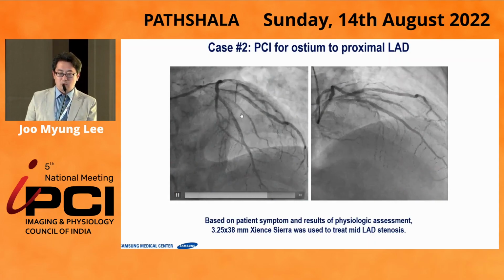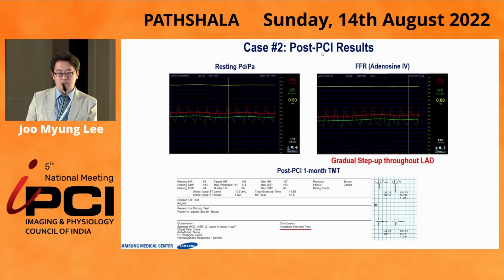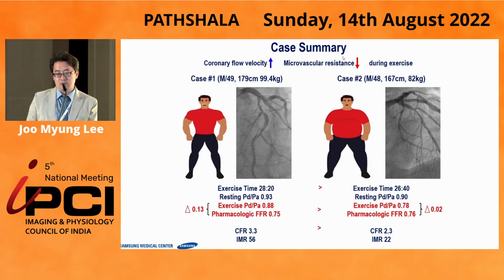So based on those results, I did the mid LAD PCI. It was simple. The post-PCI result was excellent without a major gradient, and the 1-month treadmill test was also negative. So these are the case summaries. The left one had no symptom at all and proximal LAD intermediate stenosis, and he did his best on the supine bicycle exercise, but the exercise PDPA never got to the level of pharmacologic FFR. However, in the second case, with modest exercise capacity, the exercise PDPA easily reached the level of pharmacologic FFR.